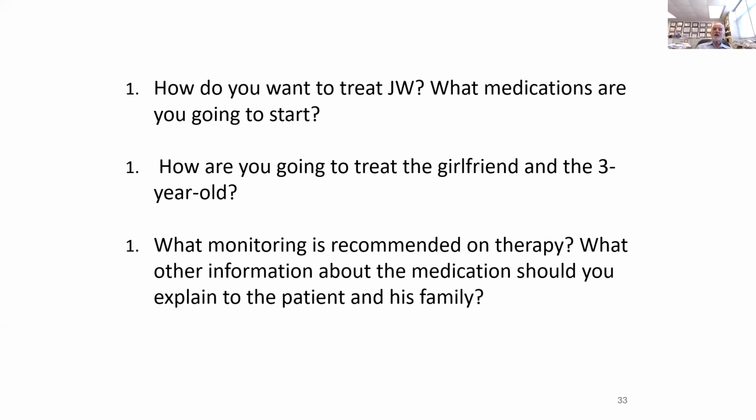How do you want to treat JW and what medications are you going to start? And the same thing goes for the girlfriend and three-year-old. We're going to talk about the medications in just a second, but you're going to treat with four drugs for JW. For the young lady and her three-year-old, you're going to check and probably just treat for latent TB, and we'll go over that in just a second. And then how do you monitor the patient? Next slide.